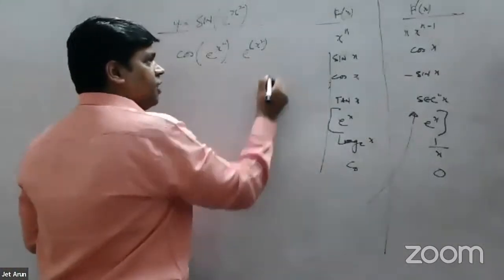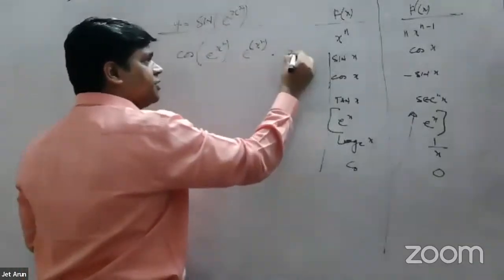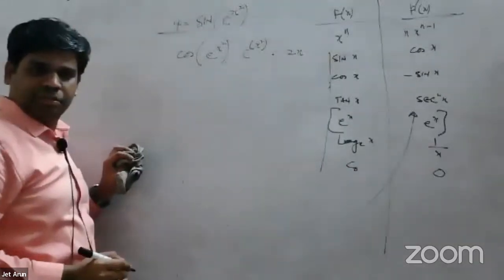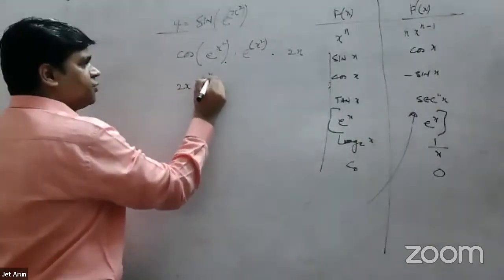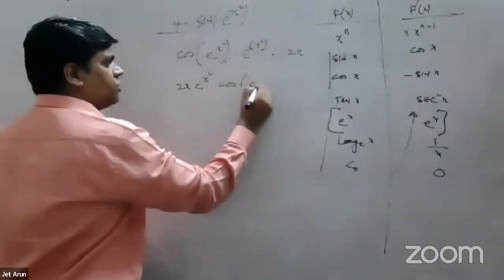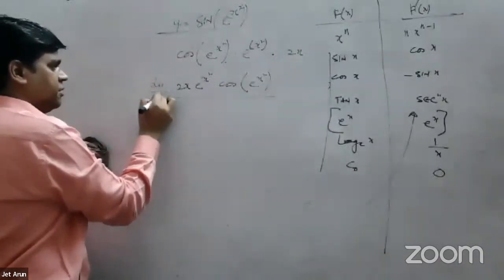Right? Now I go further inside. What's the inner function now? X square. Derivative of x square is 2x. Yes, sir. Good. So that becomes 2x e power x square cos of x square. So that is dy dx.